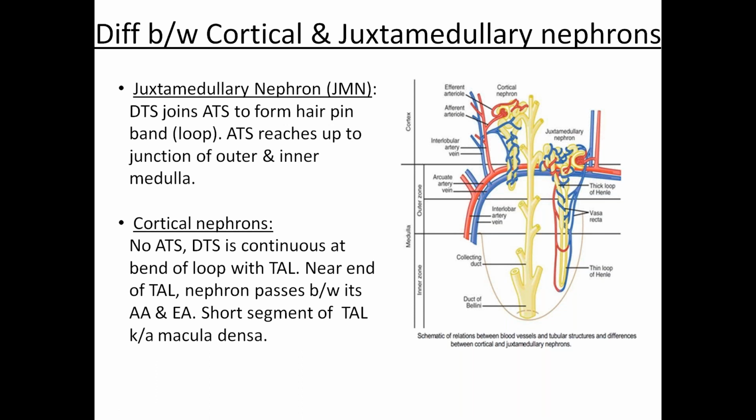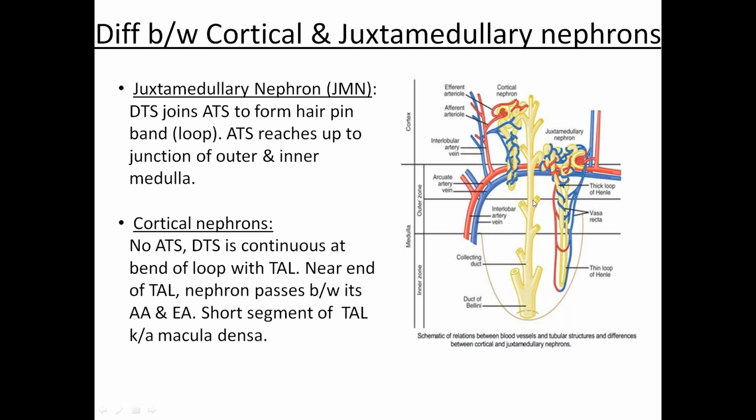Another difference between the two is that the cortical nephron is surrounded by the peritubular capillaries, which you see. But here you have the vasa recta. The capillaries move parallel to the loop of Henle, if you see. So this is your vasa recta.